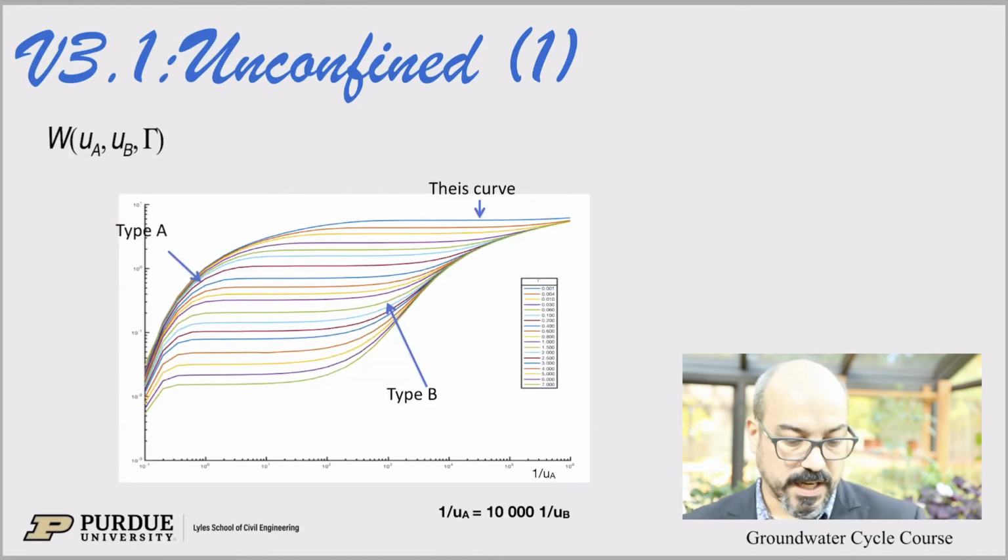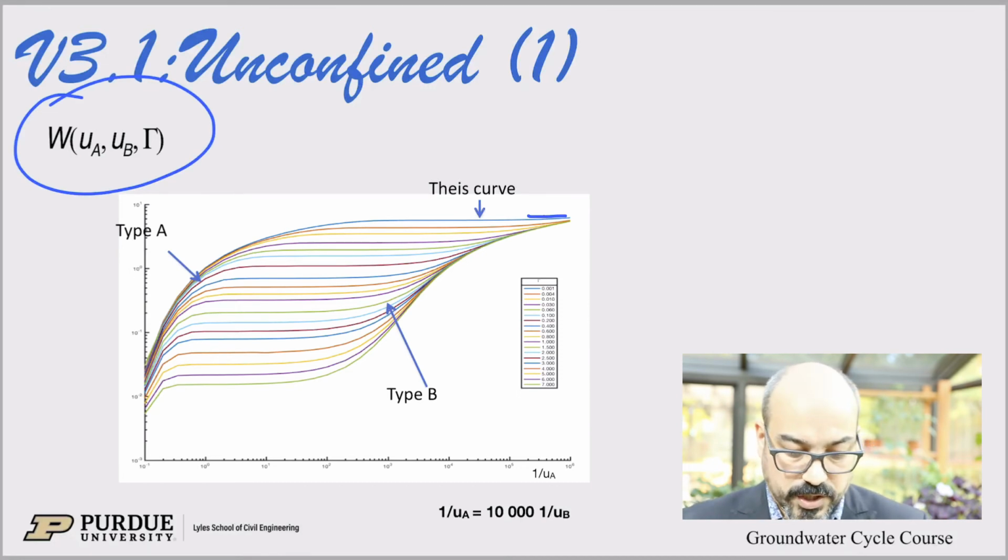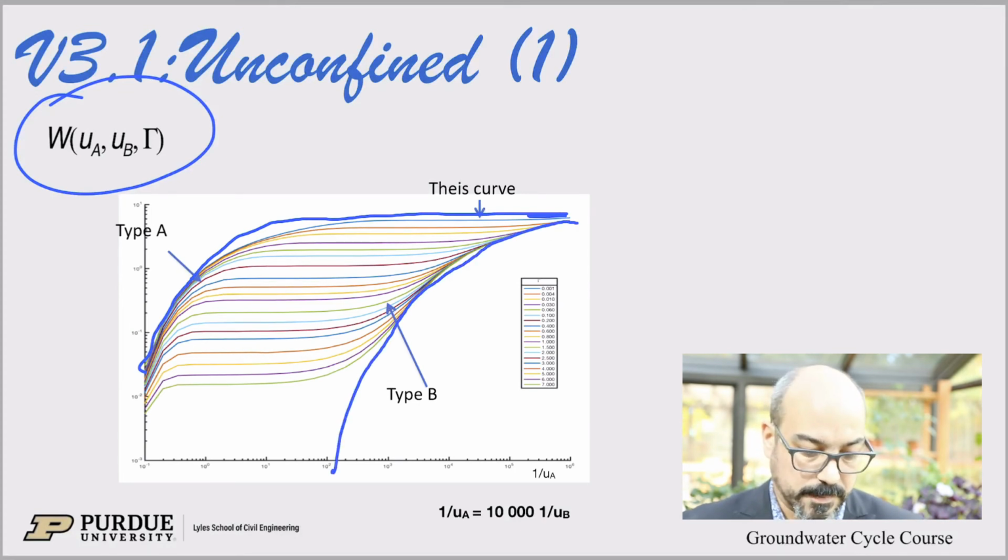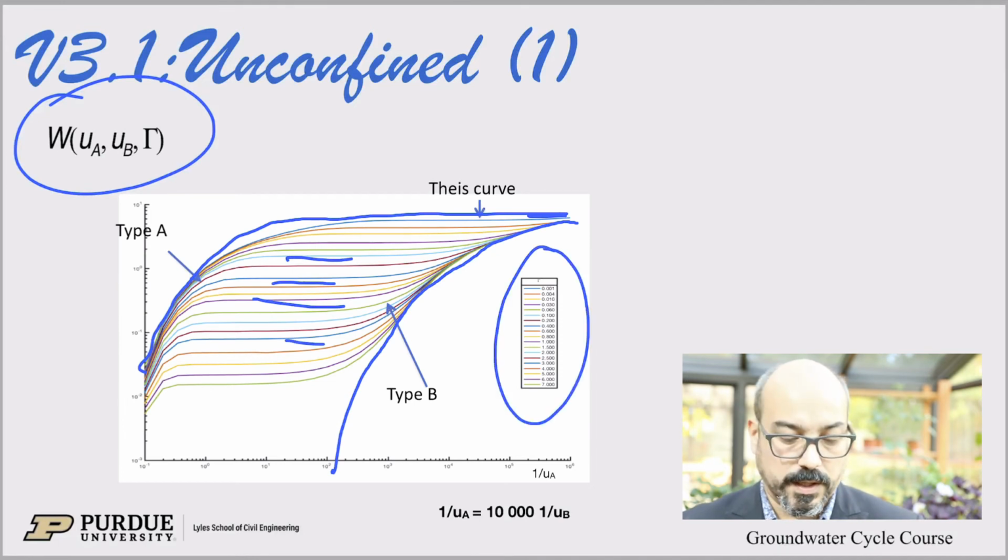Again, type A curve, type B curve, those are Theis curves basically on the top and bottom. I already went through that. And now we have 3 parameters. So UA is just the confined type A, UB is the confined type B, and then this gamma is that family of curves here. So 3 things we can read.